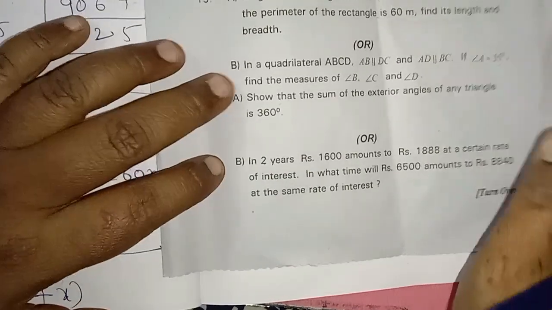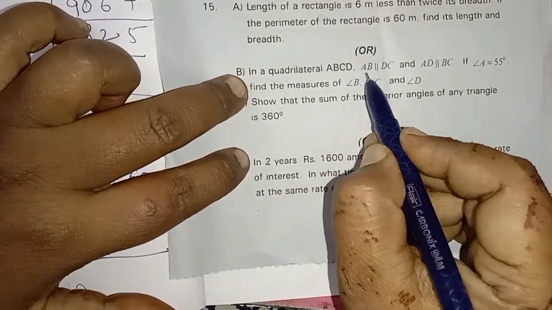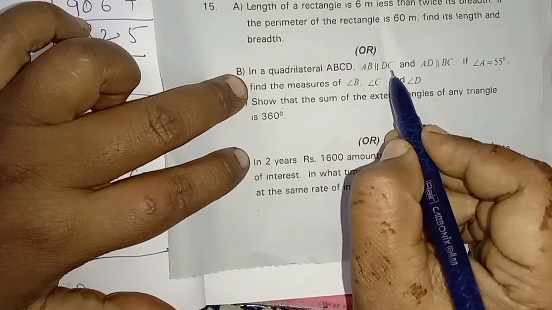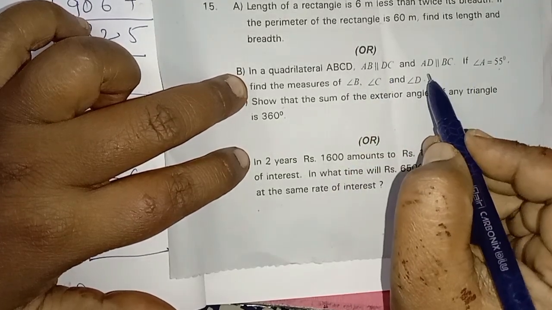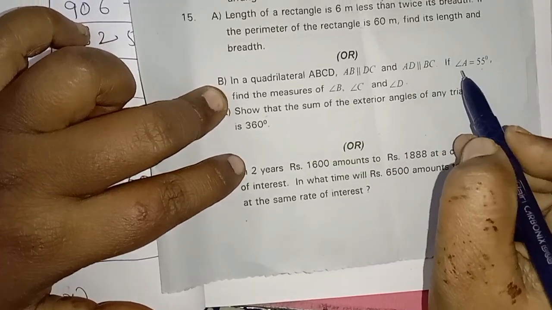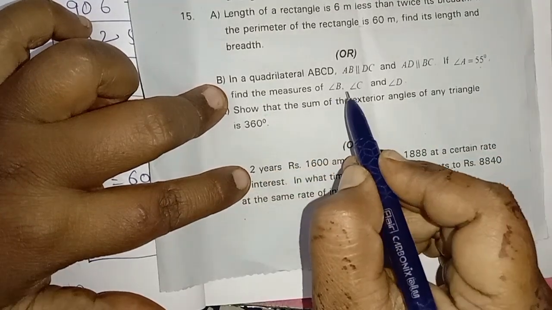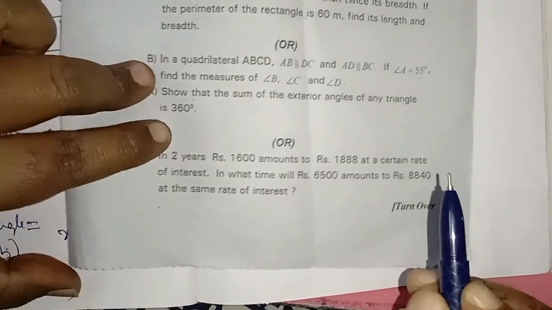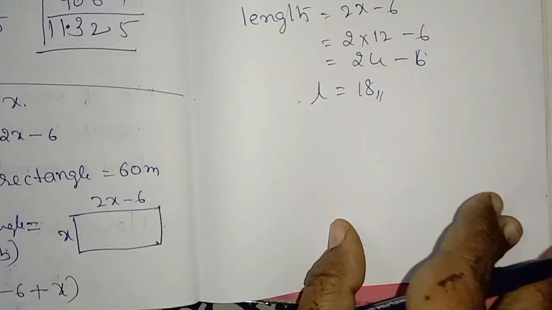In a quadrilateral ABCD, AB is parallel to DC and AD is parallel to BC. Both the sides are parallel with each other. So it is obviously a parallelogram. Next, angle A is 55 degrees. Find the measure of angle B, angle C and angle D. So from this information we are considering it as a parallelogram, right?